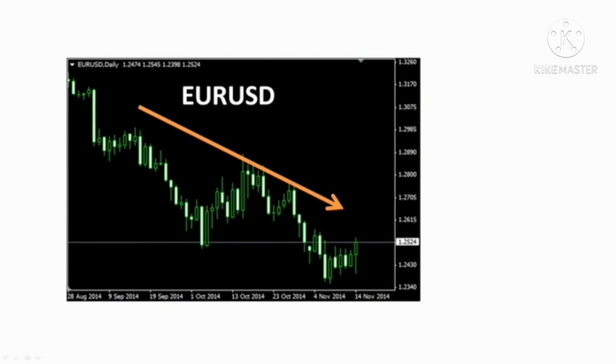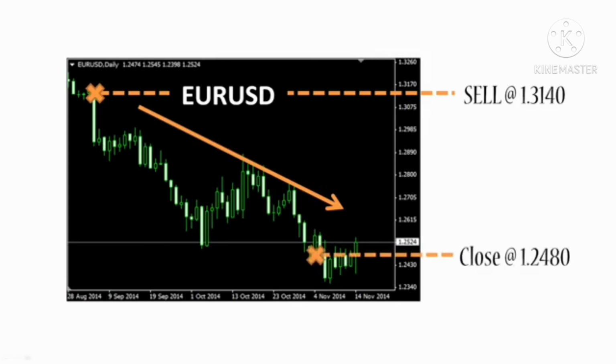Well, there's a trend, and a bearish trader would enter somewhere over there where we see the X on the top left. He would sell at about 1.3140, and as we recall, that means that every 1 euro is worth 1.3140 US dollars, and then he would close the transaction at about 1.2480, meaning that at that point in time, every euro is worth only 1.2480 US dollars. So as we did previously, let's simplify this example by talking about apples.